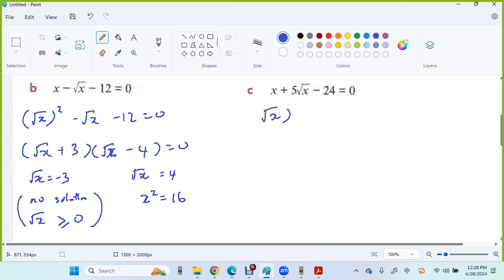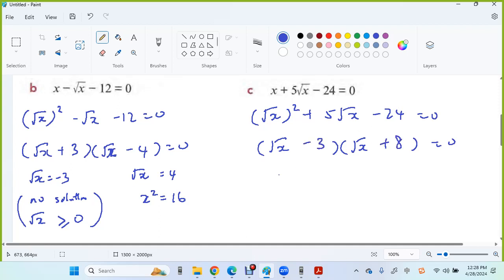Then this is square root x squared plus 5 square root x minus 24 equal to 0. Then we have square root x, and then 24, 3 times 8 is 24, plus 8 minus 3. So square root x equal to 3, x equal to 9, and this is x, not x squared. Then we have the square root x equal to negative 8. This one no solution.